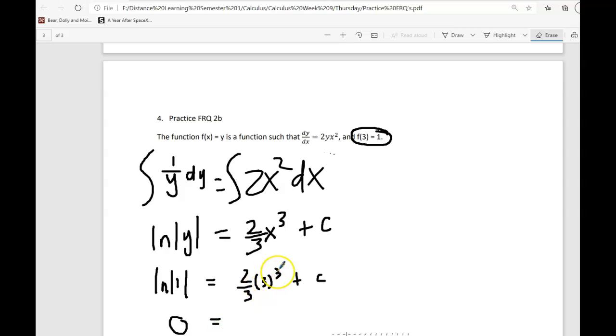In this case, we have 3 cubed, which is 27. 27 divided by 3 is 9. And 9 times 2 is 18. So this whole thing simplifies out to be 18. And then we're going to subtract on both sides, and we end up with c equals negative 18. And that's your fourth point, being able to plug in your initial condition and find your c value, negative 18.